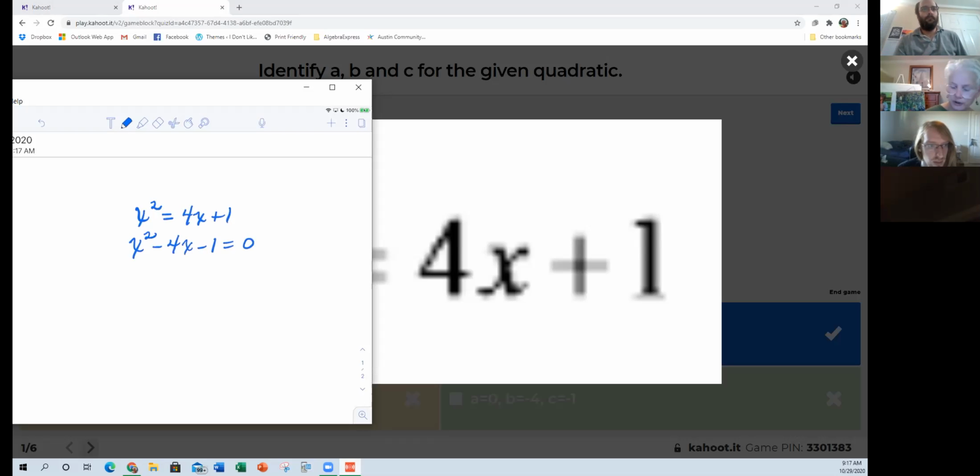And like Michael said, you could also do it to the other side and say 0 equals negative x squared plus 4x plus 1, and that would work as well. So in this case, A would be 1, B would be negative 4, C would be negative 1. So you have to set the whole thing equal to 0 before you identify your A, B, and your C. And if you did it this way, A would be negative 1, B would be 4, and C would be 1. And that would also work.